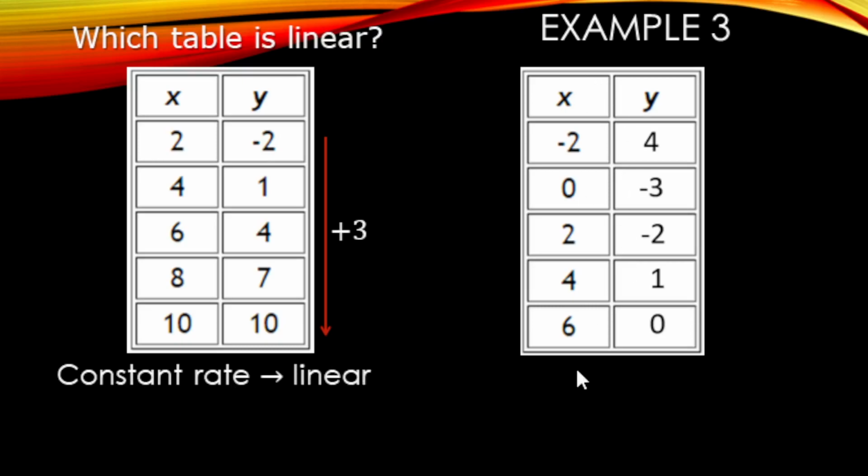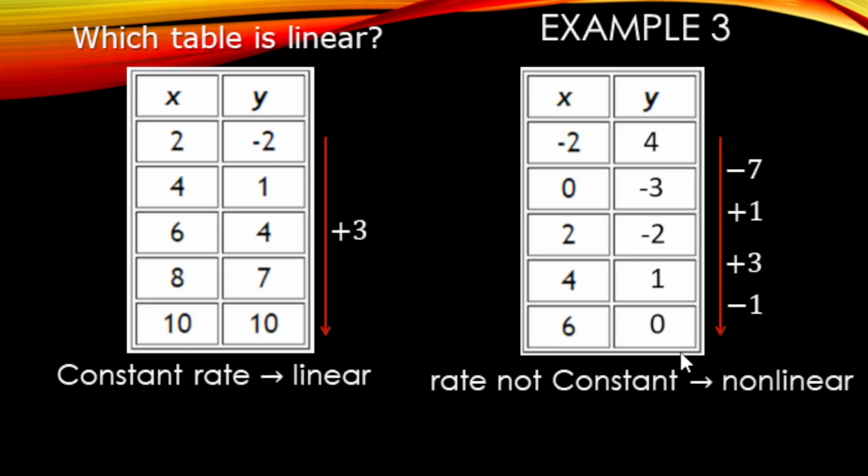Now let's look over here. X's are going by 2's. And let's look at the y's here. We're going from 4 to -3. Well, that's a down 7. And again, we're reading from top to bottom. 4 to -3, that's a down 7. -3 to -2, that's a +1. -2 to +1, that's a +3. 1 back down to 0, that's a -1. So here, the x's are going up by the same amount, but the y's are all over the place. They're not constant. They're not doing the same thing.